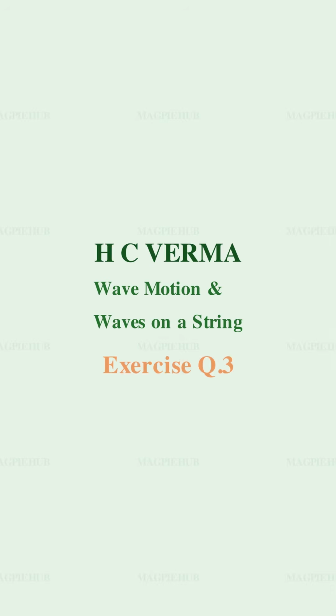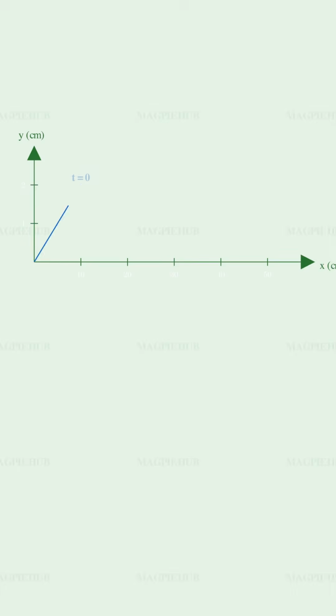H.C. Verma, Wave Motion and Waves on a String, Question 3. Here is the figure. A triangular wave pulse is shown on a string. At time t equals 0, the peak of the pulse is at x equals 10 centimeters. The pulse has a base from x equals 0 to x equals 20 centimeters and a height of 2 centimeters. The pulse moves to the right with a speed of 10 centimeters per second.